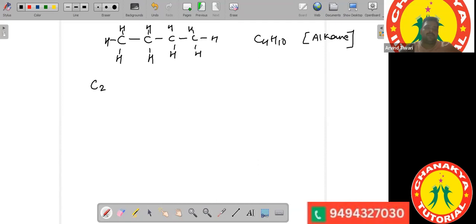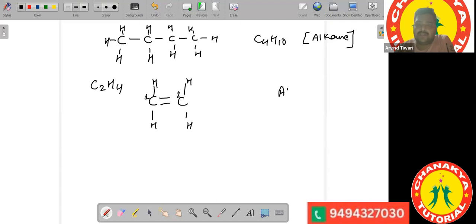If you see C2H4, you have two carbon atoms and four hydrogen atoms. So there should be a double bond between carbon and carbon like this. If you check, each carbon has four bonds. The first carbon has four bonds, 1, 2, 3, and 4. The second carbon also has four bonds, 1, 2, 3, and 4. We studied that every carbon can have at the most four bonds. So this is the structure of C2H4. This is an alkene. It has the presence of a double bond.